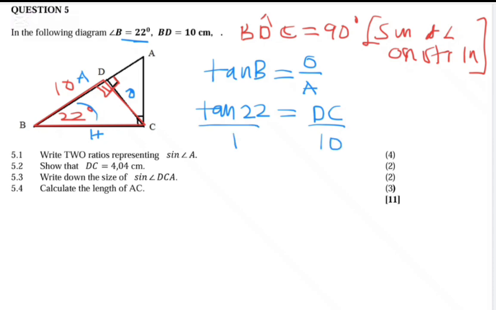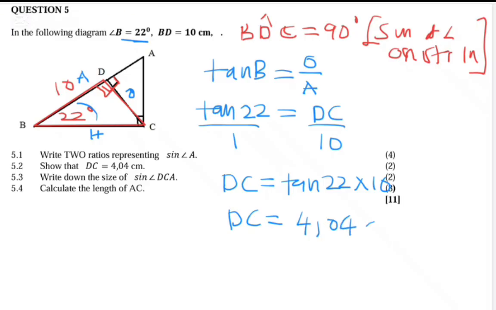So we just cross multiply this. DC is going to be equal to tan 22 multiplied by 10. If you punch this in your calculator, you are going to get 4,04 centimeters. So this is what they were trying to ask you. They wanted you to just show that DC is equal to 4,04 centimeters. So let's move on to the next question.